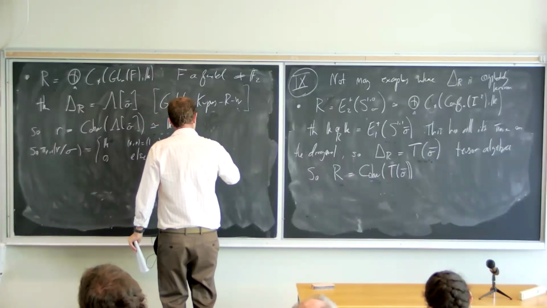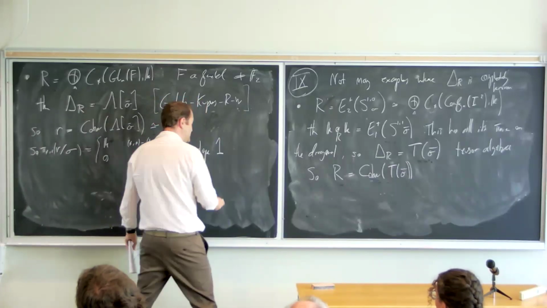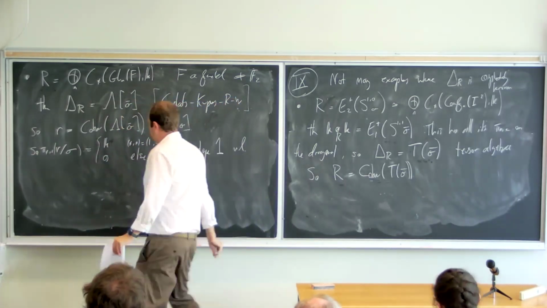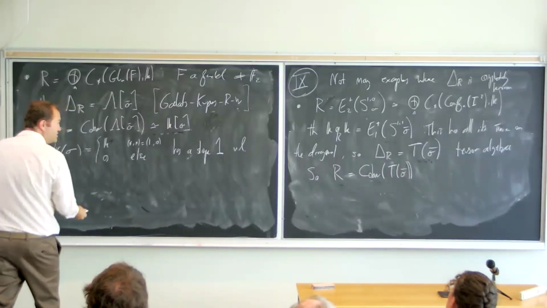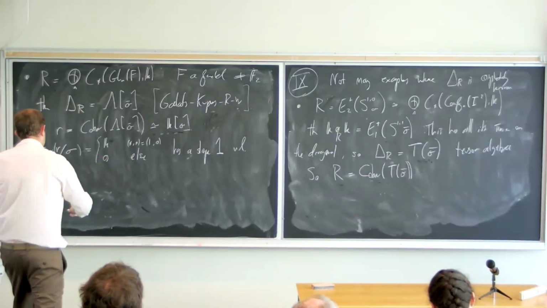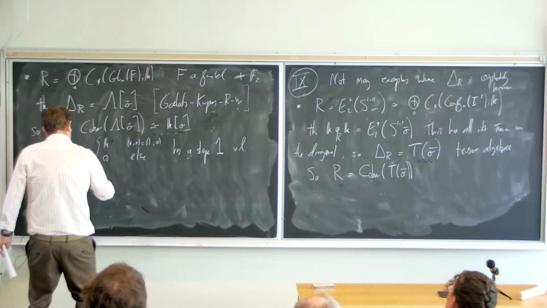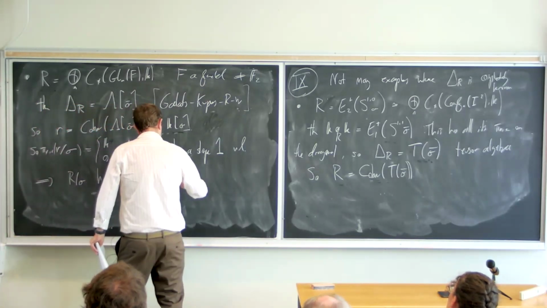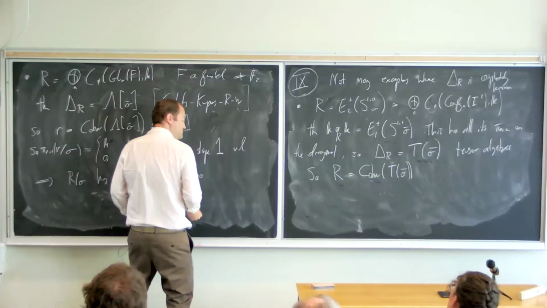In particular, this has a slope 1 vanishing line. I mean, it has a slope 1,000,000 vanishing line as well, but in particular, it has a slope 1 vanishing line. And then by the first part of the theorem that I've now had to erase, that implies that R mod sigma has a slope 1 vanishing line too.